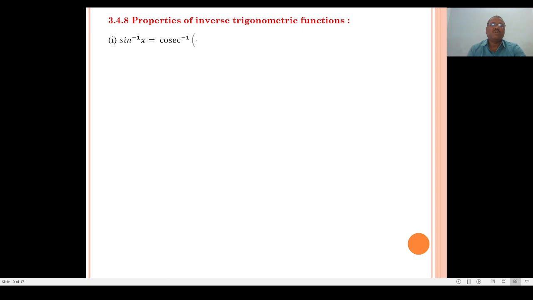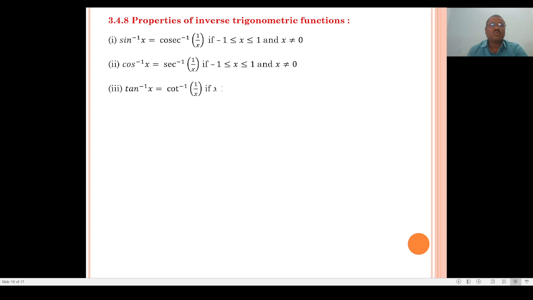sin inverse x equals cosec inverse 1 by x, cos inverse x equals sec inverse 1 by x, tan inverse x equals cot inverse 1 by x. If minus 1 less than or equal to x less than or equal to 1, then sin inverse minus x equals minus sin inverse x.